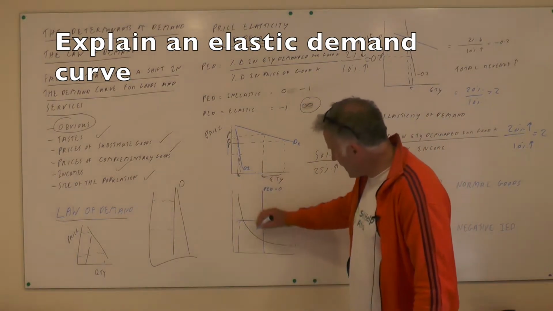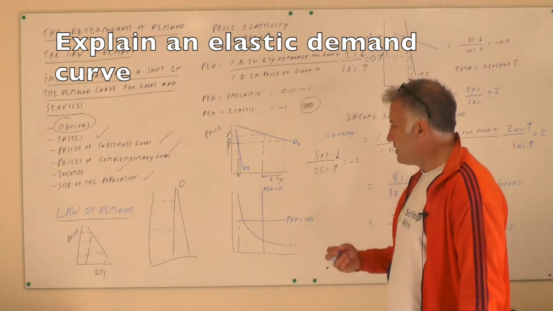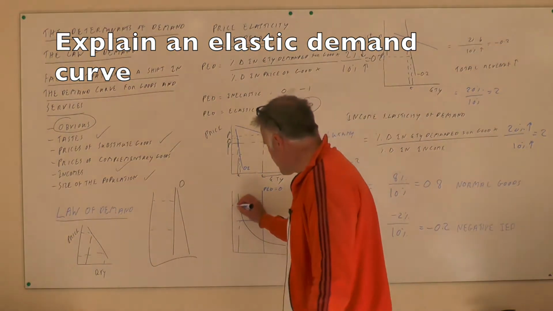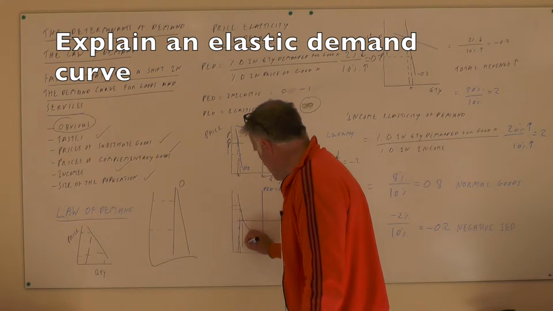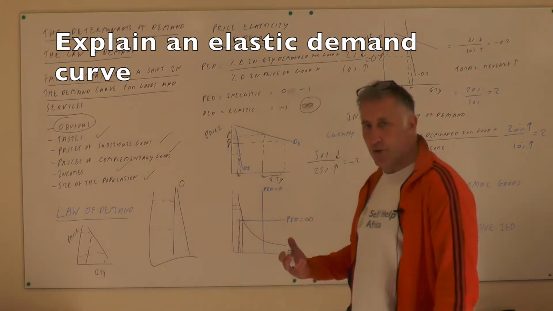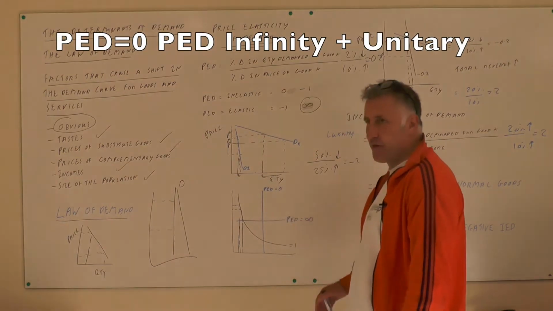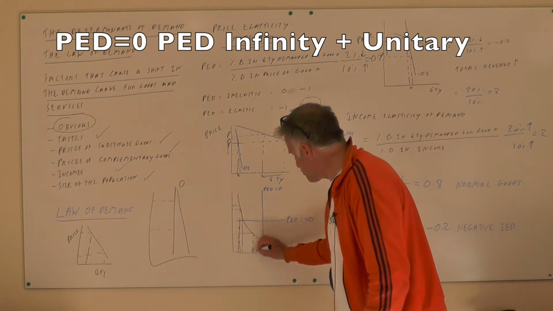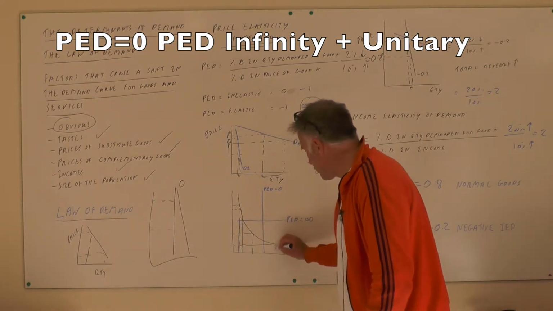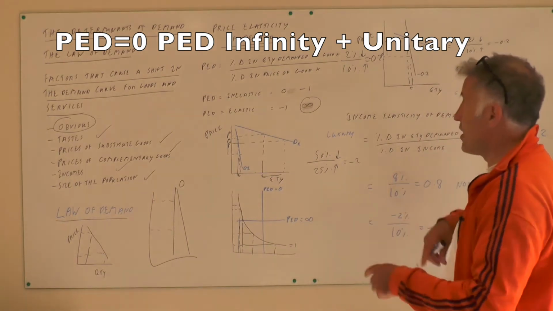Here we have unitary elasticity, where it's always equal to 1. Now what that means is, if you reduce the price, say by 10%, demand will also go up by 10%. It's always equal to 1. The reason it's curved like that is because all these areas are exactly the same as each other. And in fact, if you really think about it, your total revenue is going to be the same, as I'm going to explain in a second or two. So that is the price elasticity of demand.